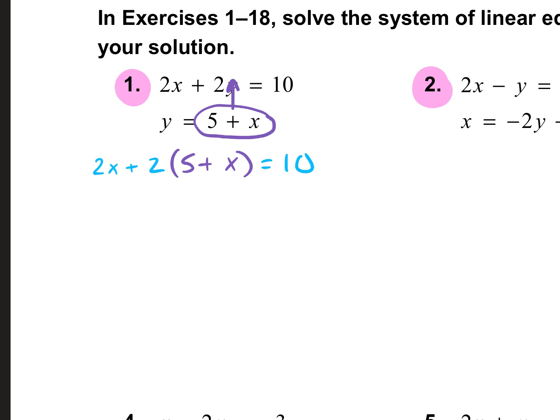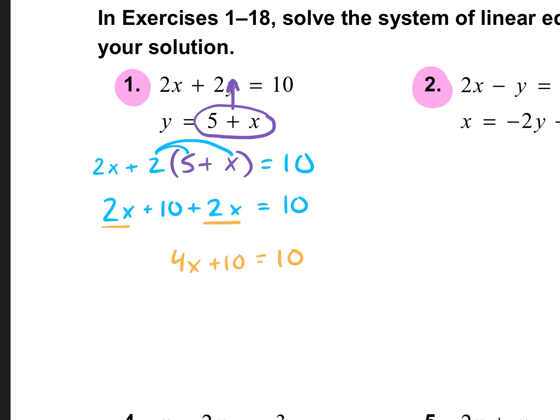What would I do next? Distribute the 2. So I have 2x plus 10 plus 2x is equal to 10. Awesome. Marco, what do I do next? Combine like terms. Perfect. So what's 2x plus 2x? 4x. So I have 4x plus 10 is equal to 10.